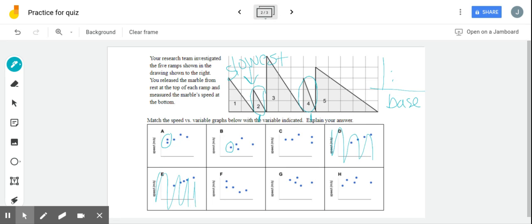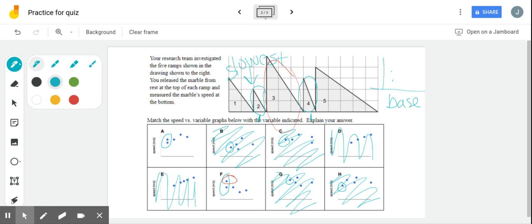B only has 1 dot as the smallest base, so that is goodbye. C also only has 1 dot as the smallest base. Goodbye. F has 2 dots for the smallest base, so we'll keep that for now. And G and H only have 1 dot representing the smallest base. Okay. If we take a look at A versus F, let's look at F. This top dot right here, that's showing the smallest base and the fastest speed, which we know is not true. We know the fastest speed comes from ramp 3, and that does not have the smallest base. So therefore, we know that F is not it. We know that A, then, is the only one left. This is speed versus base.